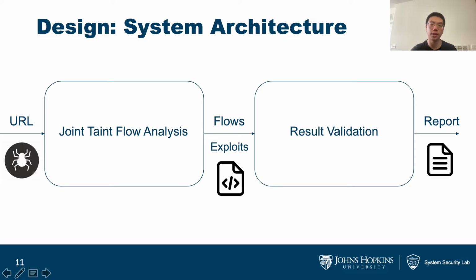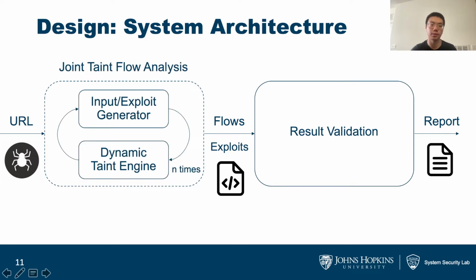As for the joint taint flow analysis module, there are basically two main parts. The input exploit generator will generate inputs for the dynamic taint engine to do taint tracking and to discover joint taint flows. Then the taint engine will provide sufficient information for the input exploit generator to generate next step inputs or the final step exploits. This procedure will repeat several times. Then the generated flows and exploits will be fed into the result validation module.